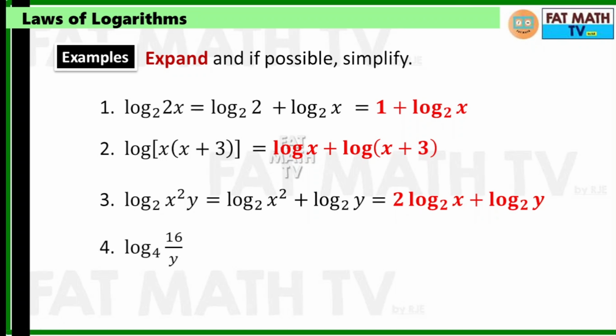Number 4, logarithm of 16 over y to the base 4, that is a quotient. Logarithm of the quotient of 16 and y to the base 4 is equal to the difference of the logarithm of 16 and the logarithm of y. So logarithm of 16 to the base 4 is asking for the exponent of 4 that gives 16, and that is 2. So logarithm of 16 to the base 4 is 2. Copy logarithm of y to the base 4. So our final answer is 2 minus logarithm of y to the base 4.